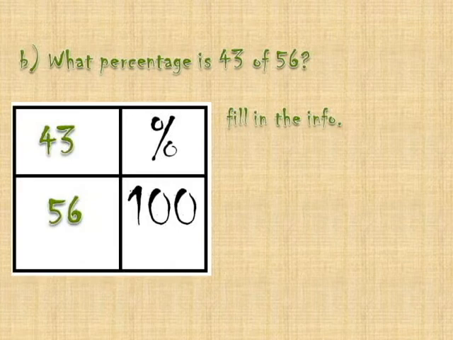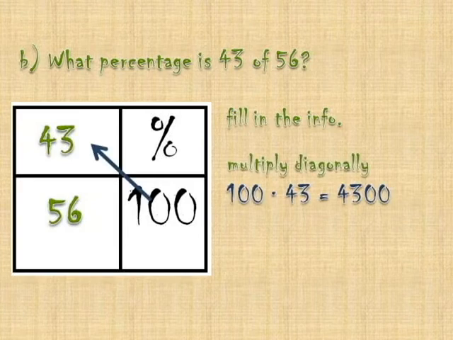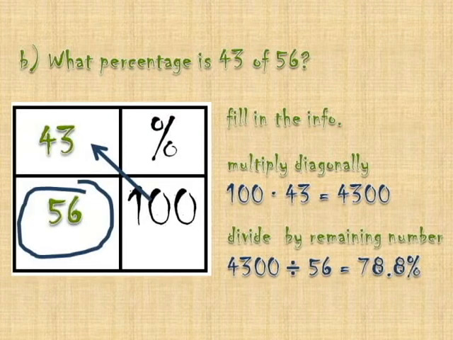And now we can multiply across, now that we have two numbers situated diagonally. 43 times 100 is 4,300. And we locate the remaining number we have not used yet, which is 56. And we divide 4,300 by 56, giving us 78.8% as an answer.